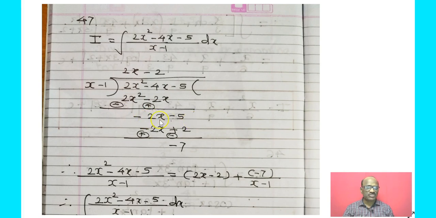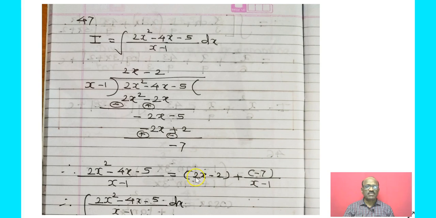To get minus 2x here, we should multiply this x by -2. Therefore it is multiplied by -2. That is -2 into x, -2x, and -2 into 1, -1. It becomes +2. Again in the division we change the sign. It becomes plus and minus. These two get cancelled. That is -5 and -2. It becomes -7. Now here -7 is the remainder.